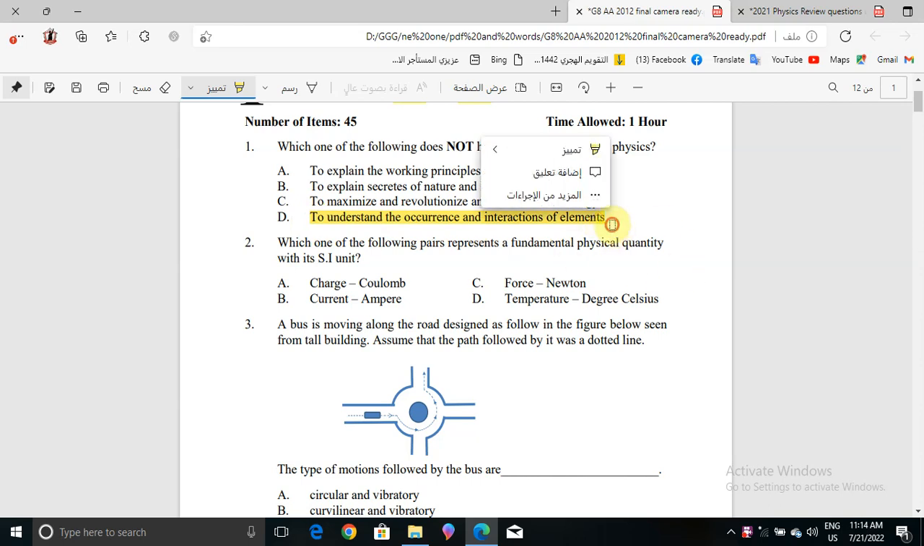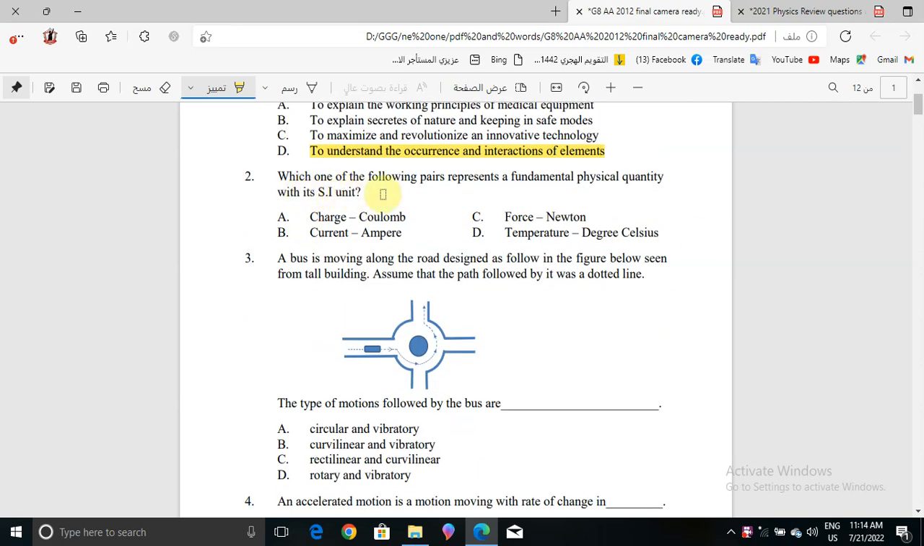Now, question number 2, which one of the following pairs represents a fundamental physical quantity with its SI unit? Charge, which is coulomb, or current, which is ampere, force, which is Newton, or temperature, which is degrees Celsius. Now he said what? A fundamental physical quantity. And the one which is from the 7 fundamental physical quantities is current, right? Which SI unit is ampere.